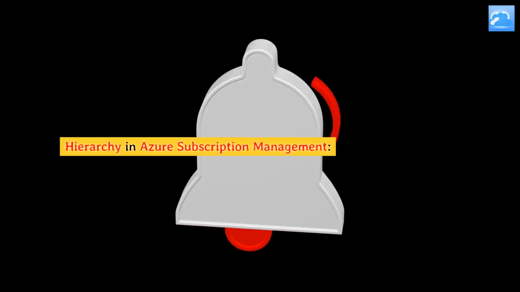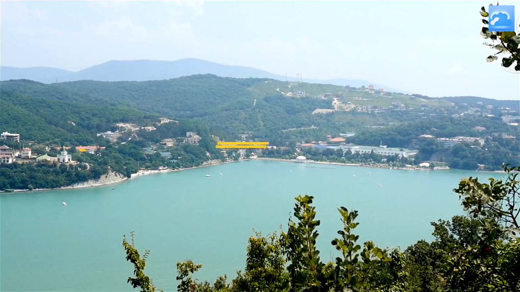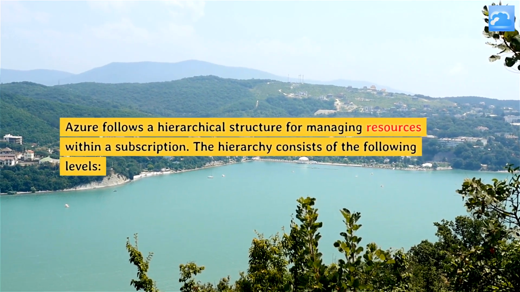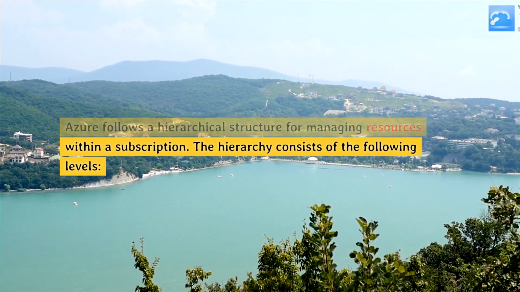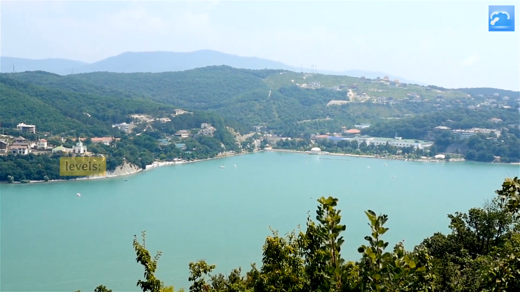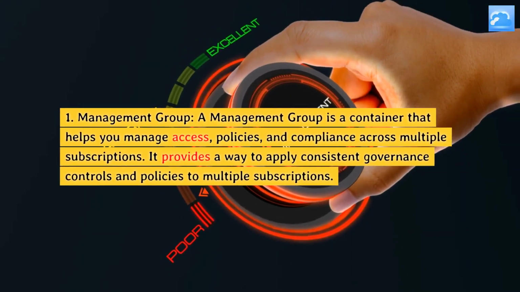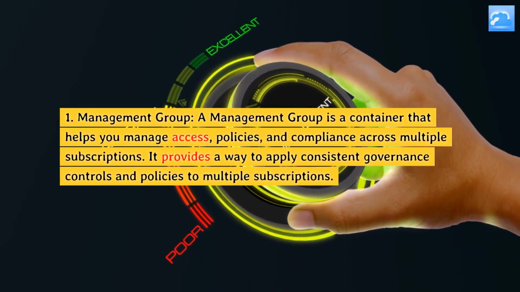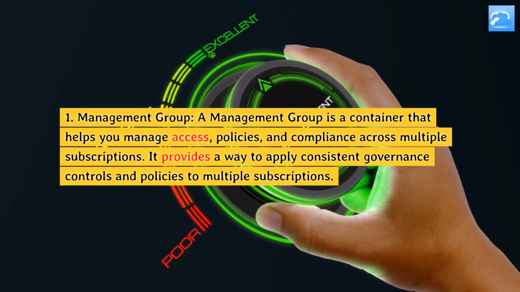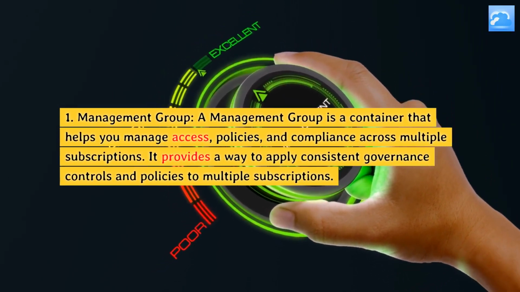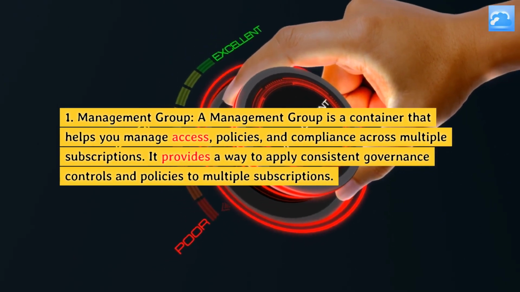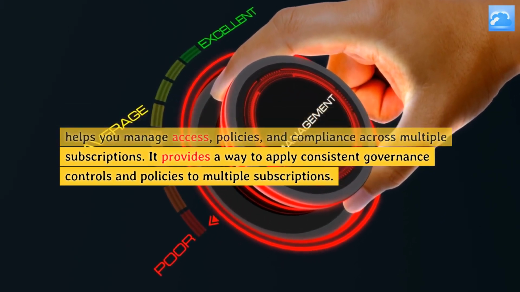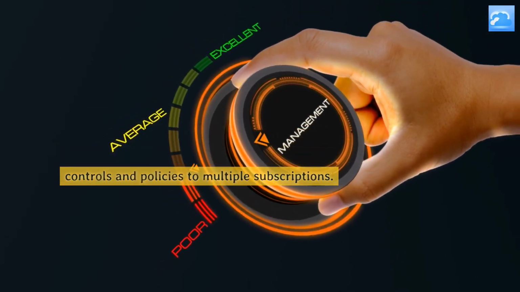Hierarchy in Azure subscription management. Azure follows a hierarchical structure for managing resources within a subscription. The hierarchy consists of the following levels. 1. Management group. A management group is a container that helps you manage access, policies, and compliance across multiple subscriptions. It provides a way to apply consistent governance controls and policies to multiple subscriptions.